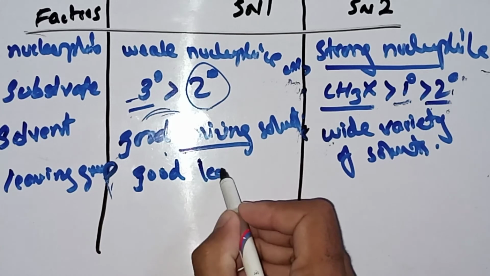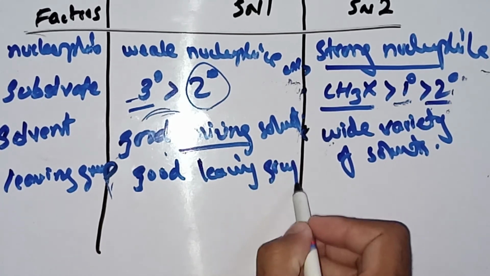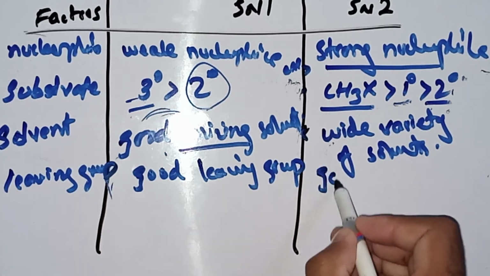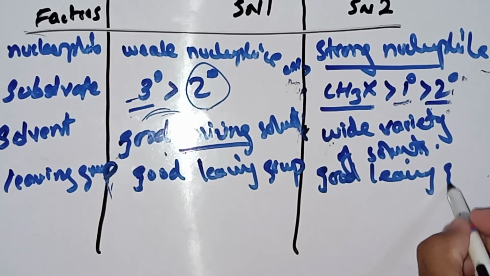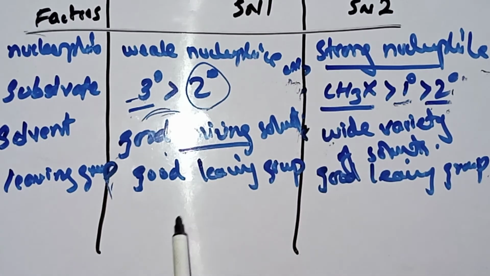Good leaving group. Priority will be given to a good leaving group in both cases. This is the similarity between SN1 and SN2 reactions. In both cases, a good leaving group is required. The reaction will be faster, whether on the SN1 or the SN2 mechanism, when the substrate contains a good leaving group, and that will increase the speed of the reaction.